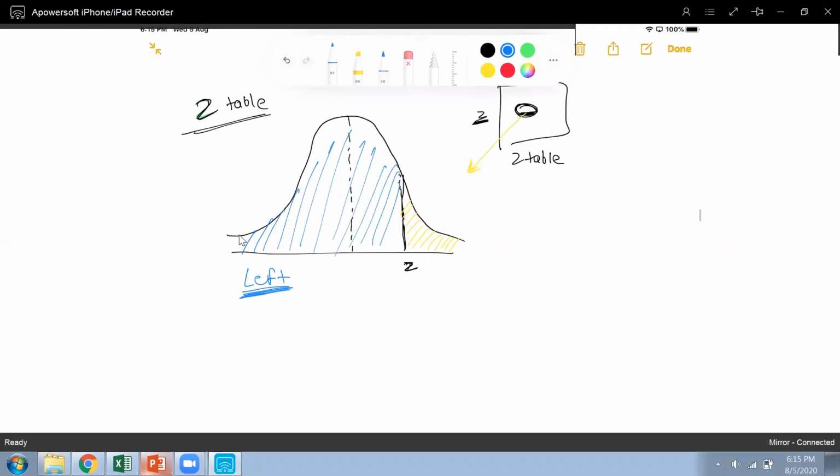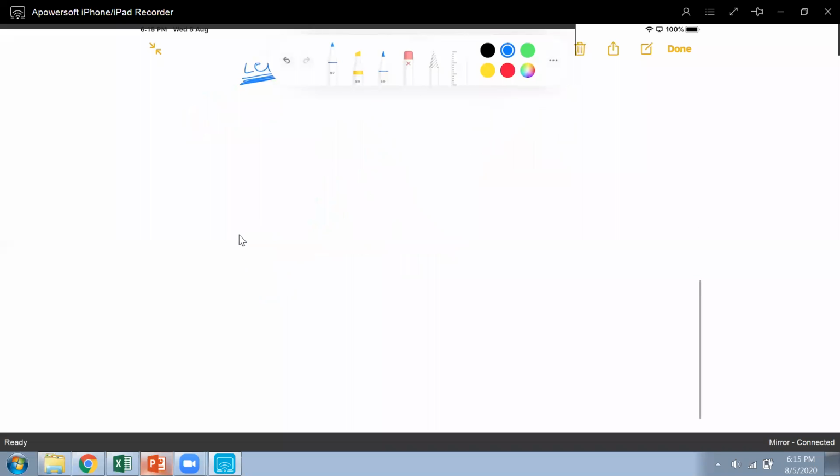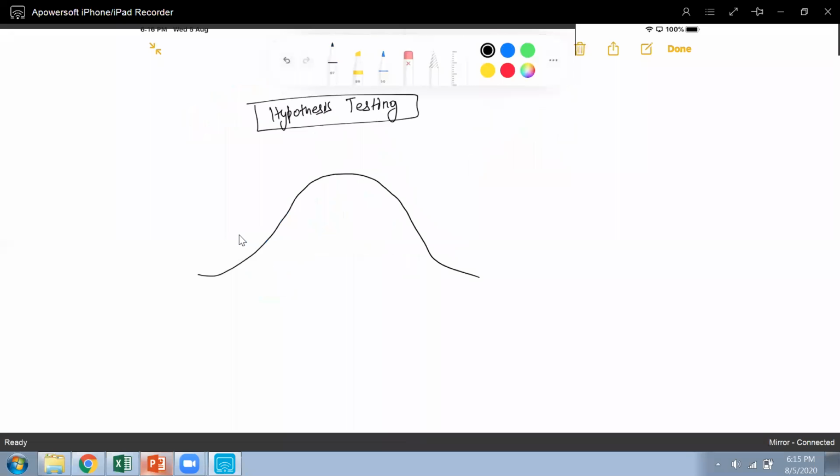So that is the thing we do in the z table. Now let's see some things about statistics, how we do hypothesis testing. All the things that we have studied, I will be telling you once again. Everything will revolve around this normal distribution only. So why do we call this a normal distribution?